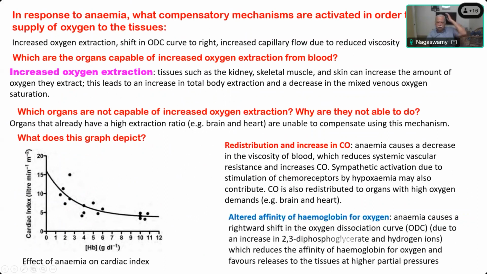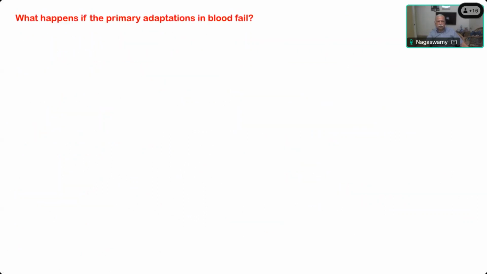The next thing is the altered affinity of hemoglobin. That is the second point I told you, the shift in the ODC curve. Anemia causes a rightward shift because of an increase in 2,3-DPG, which in the last class itself we found is one of the intermediary steps in the glycolytic pathway within the RBCs. The more the 2,3-DPG formation, the lesser will be the affinity of hemoglobin, because this will occupy the hemoglobin sites and release the oxygen much faster. So it reduces the affinity of hemoglobin for oxygen and favors release to the tissue at a higher partial pressure. So these are the initial compensations.